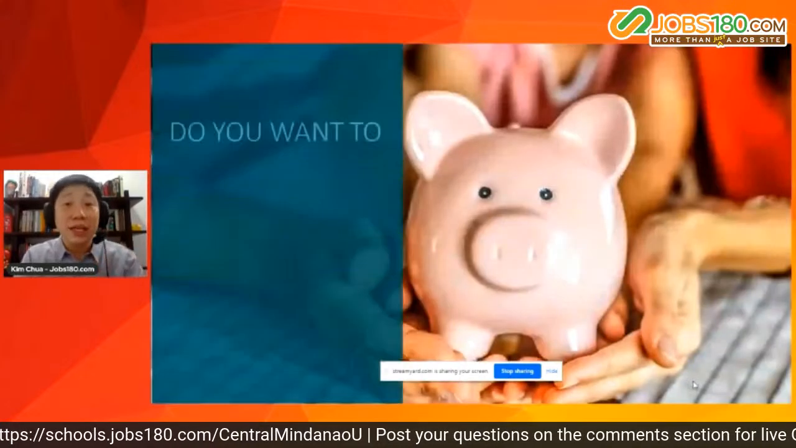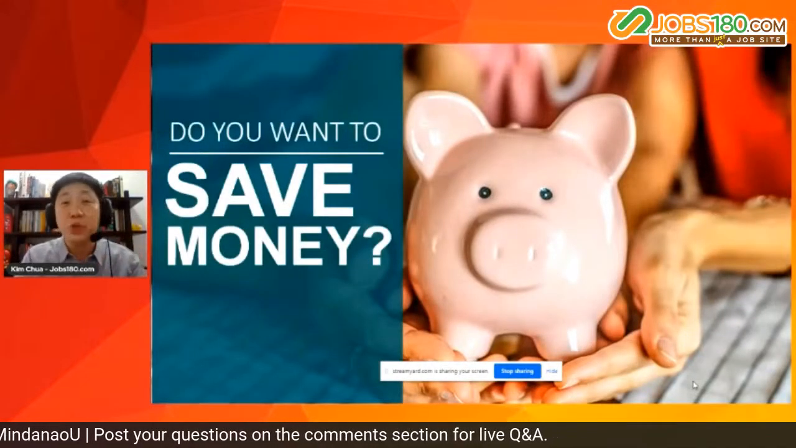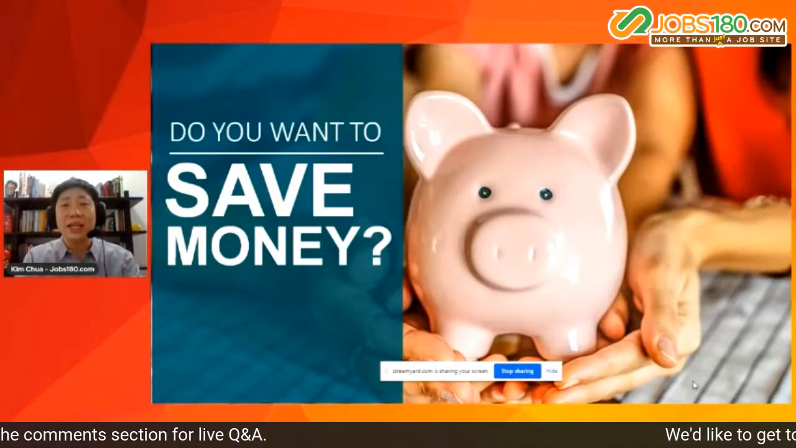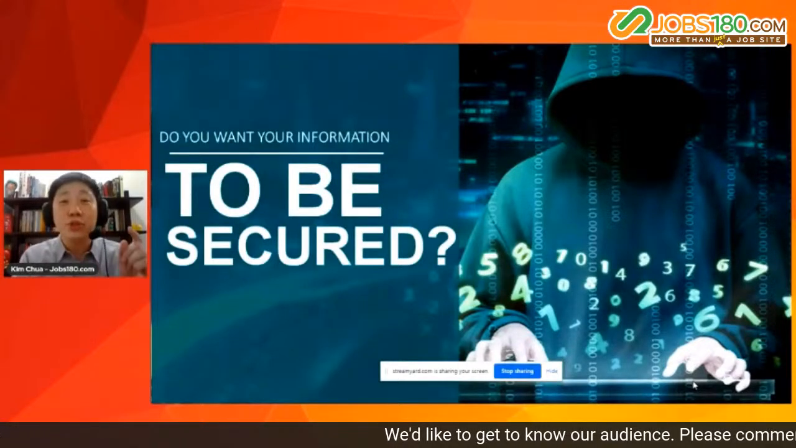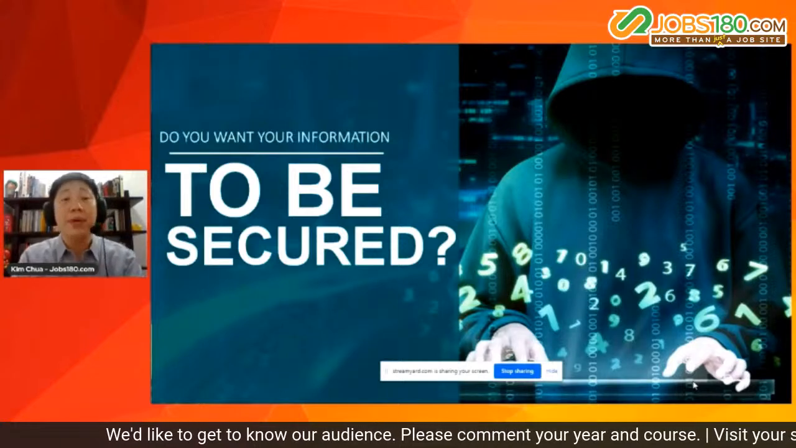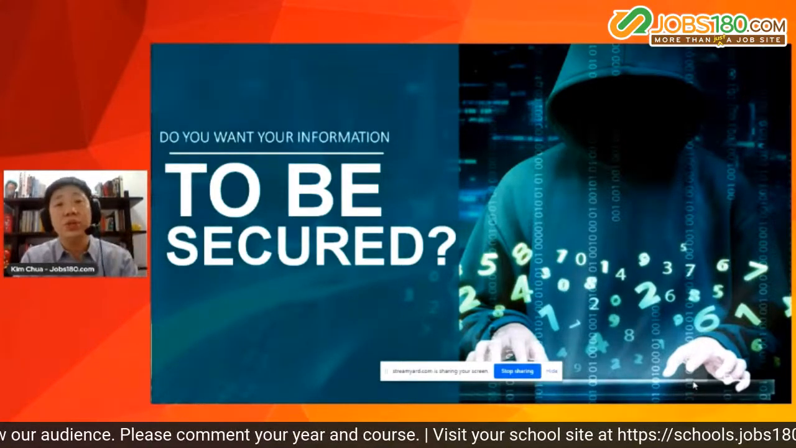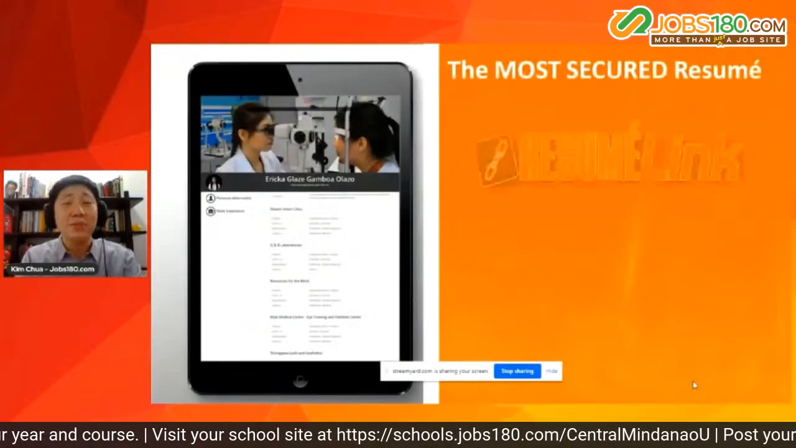Another thing in my checklist is that it should be cost-free. The tool that I will show you today has no cost. It's free. And most important of all, the tool should be secured. More than anything, data is really important, but your data should be protected. And using this tool, this is what we call the most secured resume. Why is it called the most secured resume?